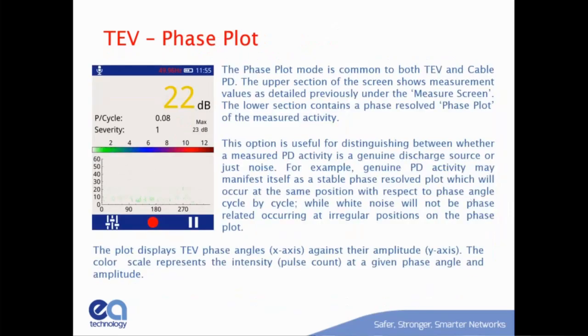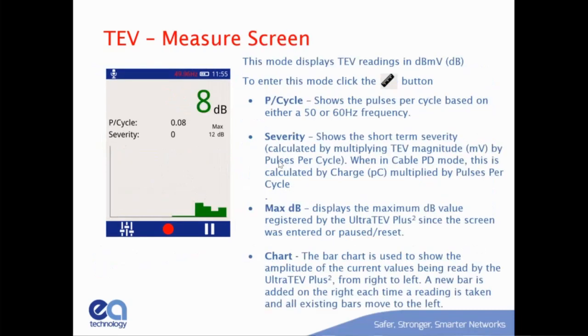Once I get past that, the phase resolved plot is also very important in TEV. So I want to look and see. Here I've got some green dots that are kind of spread randomly. It's probably noise. We'll look at my pulse per cycle count. It's not even a half a pulse per cycle, so it's occurring very, very rarely. That tells me I don't need to get too excited about this.